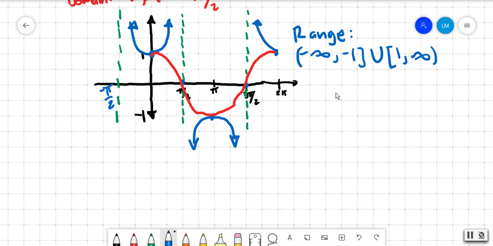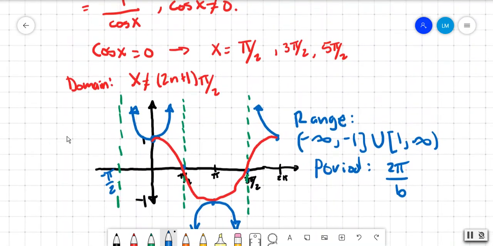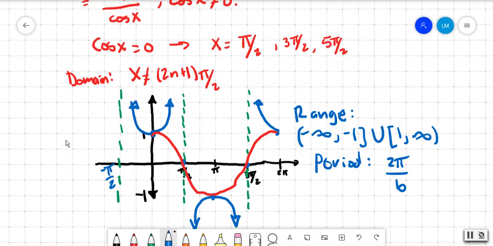Now in this case, there technically is no amplitude, as there is no max and no min, so we just leave that alone. But we do know that the period still remains the same. The period is going to be 2 pi divided by b. Okay, so this is the graph of secant.